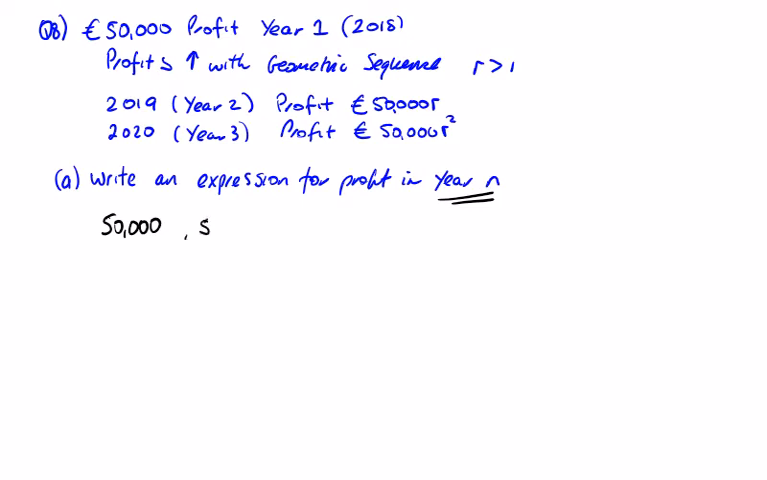50,000, 50,000 R, 50,000 R squared. So you can see here that this is term 3 and we have a 2, so we're dealing with an n minus 1. Term 2 we have a 1, and term 1 we would have R to the power of 0 if you want to stick that in. So year N is 50,000 times R to the power of n minus 1, the number previous to the n.